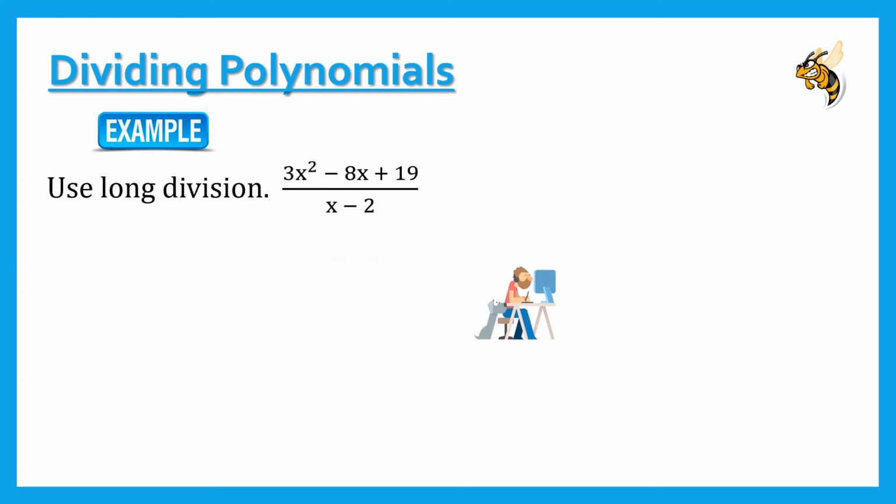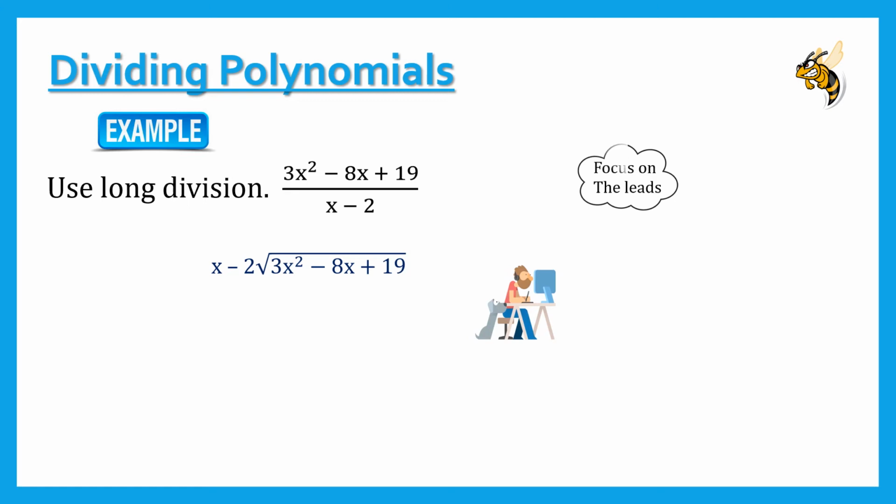Example, use long division. 3x squared minus 8x plus 19 divided by x minus 2. There is no missing term, so I don't need to use a 0 as a placeholder because it went from x squared to x to no x. We're going to set it up, so it's going to be x minus 2, and inside is going to be 3x squared minus 8x plus 19.